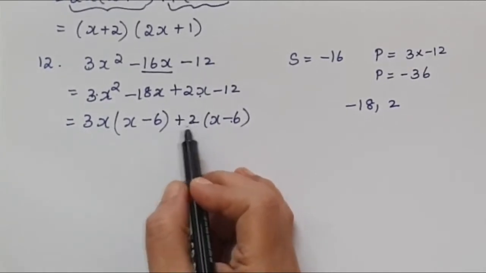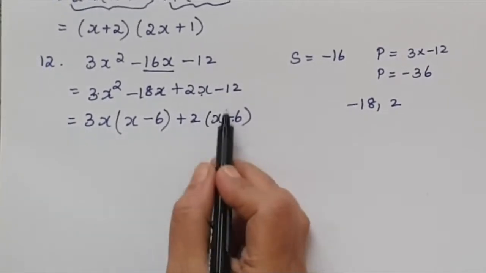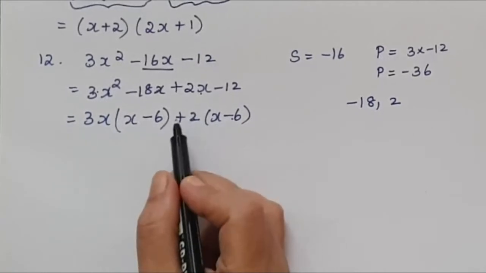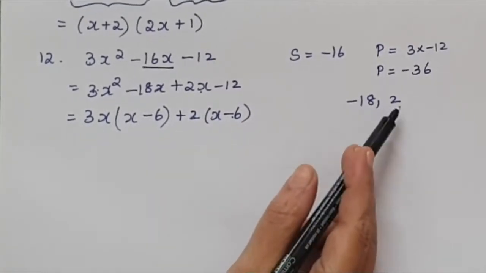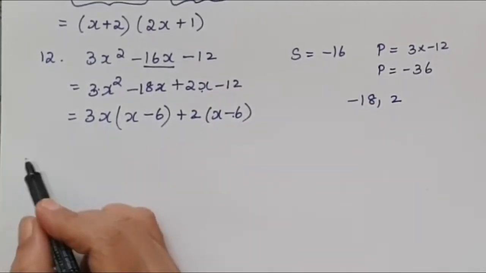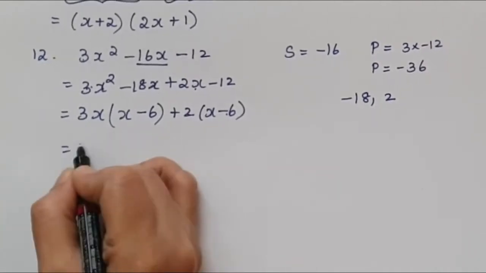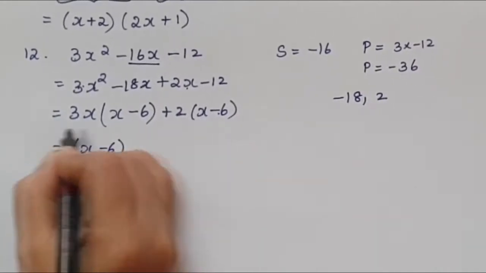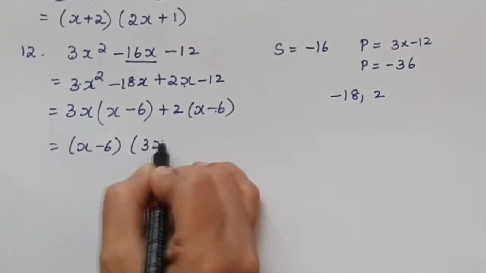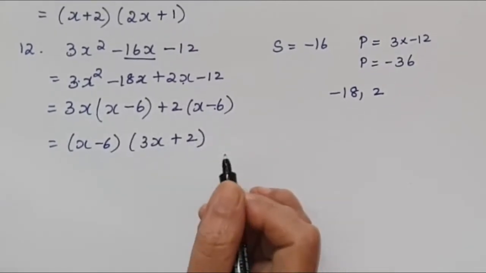In case you are unable to fit in a factor over here which will give us this answer, it means you have gone wrong somewhere in finding your factor. So you have to go back and check your factors. So now remove the bracket, x minus 6. Then without the bracket, the left out thing is 3x and here it is a plus 2.